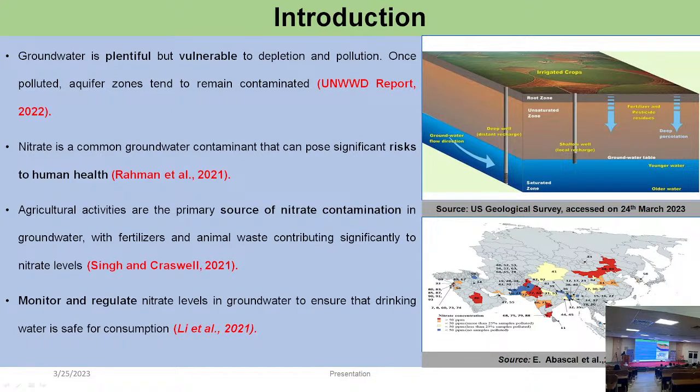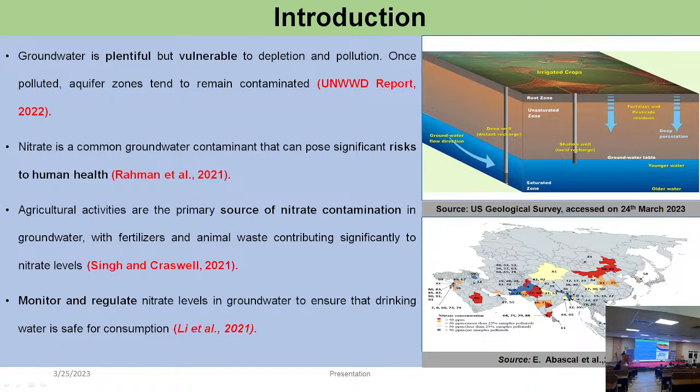Nitrate is a common groundwater contaminant that can pose significant risk to human health. The main source of nitrate is agricultural activities, where we are using fertilizers, and animal waste contributing significantly to nitrate levels. Hence monitoring and regulation is required to reduce the nitrate levels in groundwater so that drinking water is safe.